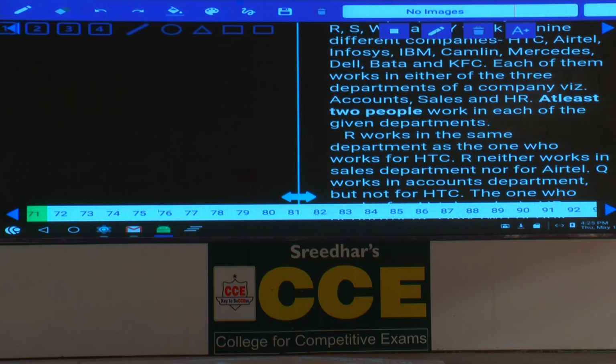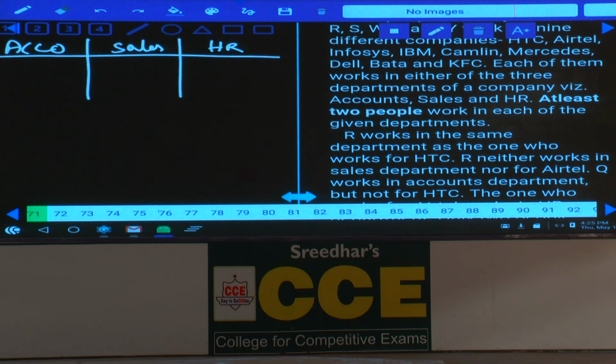At least 2 people work in each of the given departments. How many people? At least 2. At least 2 means minimum is 2. Now here how many are there? 3 departments. This is accounts. Next one is sales. Accounts, sales. And next one is HR. Now these are the 3 departments. 9 people are working in these 3 departments, isn't it? Minimum 2 persons must be there.